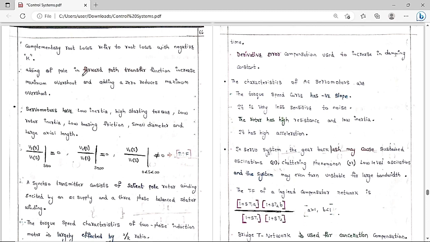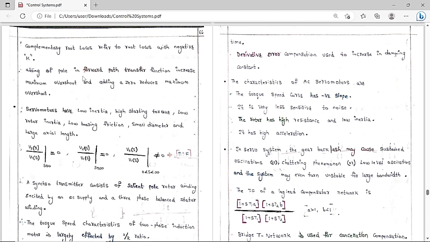What I am trying to tell you is, suppose you are going to add a pole in the open loop transfer function, then what is going to happen? If you add a pole to the forward path transfer function, the root locus is going to shift to the RHS of the S plane. The system is said to be unstable. And I have already told you, adding a pole means it is a lag compensator.